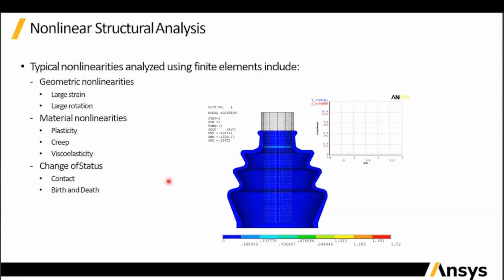Now there is another type of nonlinearity which is called change of status nonlinearity. Change of status happens due to contact or element birth and death. So we also call it contact nonlinearity. In FEA, there are five types of contacts. One is bonded, then no separation, then there is frictionless contact, then frictional contact, and the rough contact.